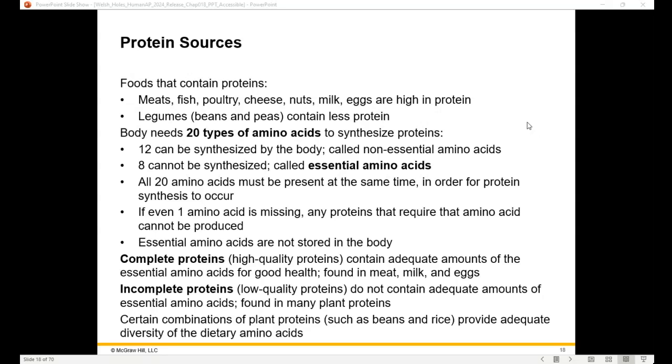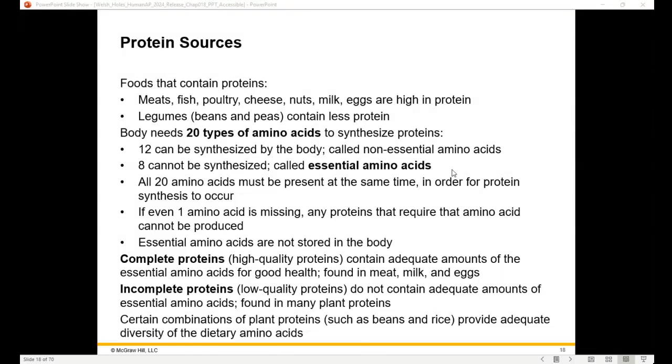Foods that contain proteins include meats, fish, poultry, cheese, nuts, milk, and eggs. These are all high in protein. Legumes like beans and peas contain less protein. The body needs 20 types of amino acids to synthesize proteins. Twelve can be synthesized by the body. These are called non-essential amino acids. Eight cannot be synthesized by the body, and these are called essential amino acids.